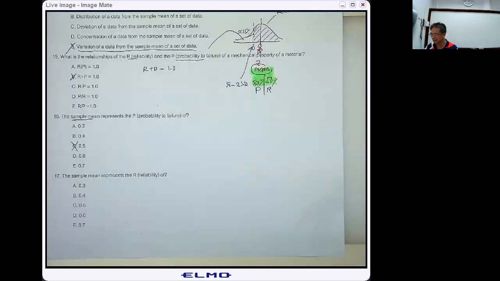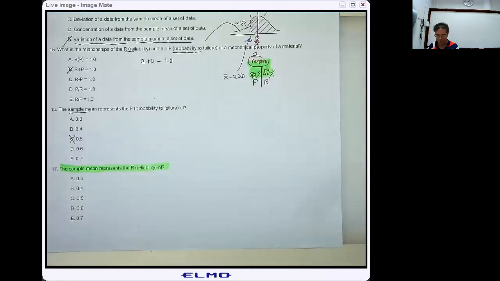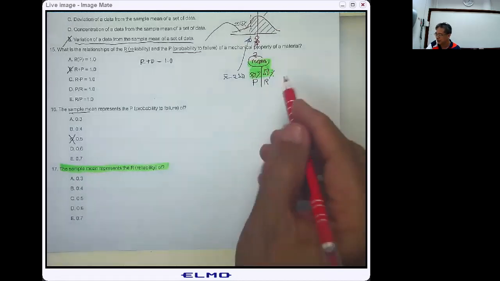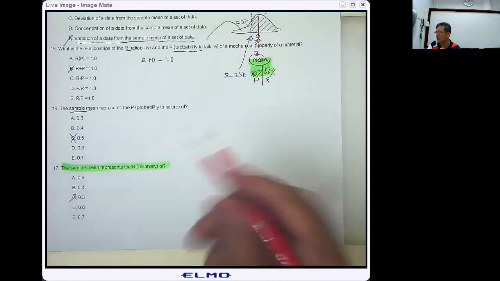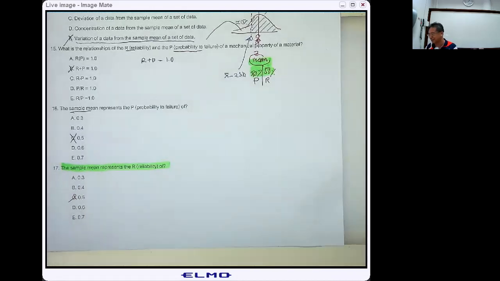Okay, next, the 17th. Again, if they ask what the sample mean represents for the reliability of this, you guys know about this for sure. It's going to be 0.5 of this one. Okay, that's simple to you guys, right?